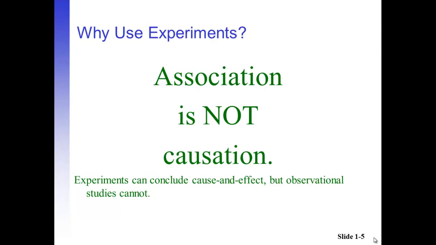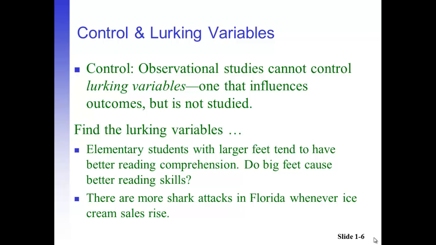Now, why do we use experiments? The reason is simple. When we're doing observational studies, association between variables is not the same as cause and effect. Experiments can conclude cause and effect, but observational studies cannot. The reason is that in experiments, we can control for lurking variables. By the principle of control, we mean this. Observational studies cannot control lurking variables, that is, variables that have influences on the outcome but are not studied.